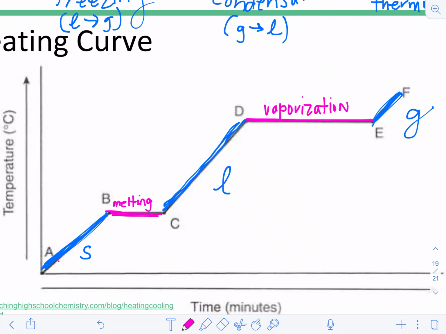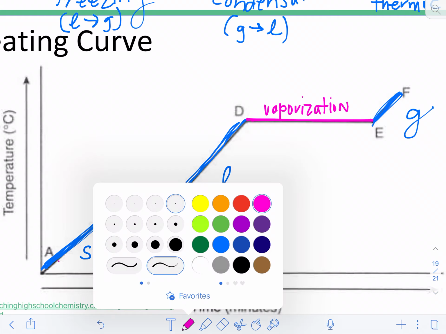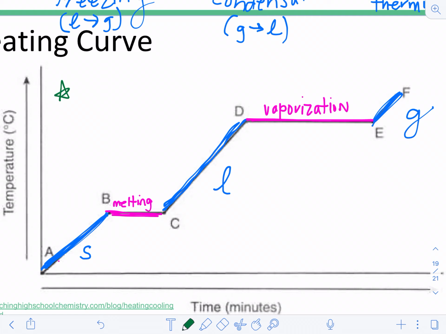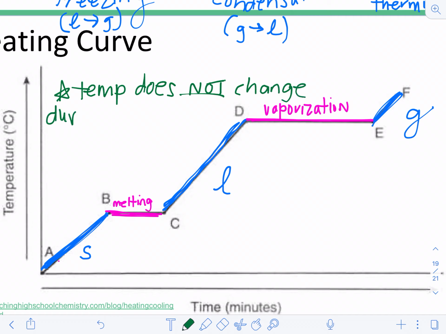All right, so you probably noticed, again, temperature does not change. It sounds weird, but you need to remember that. So put a big star on here. Temperature does NOT, in caps, underlined, change during phase changes. All right, so temperature does not change during phase changes.